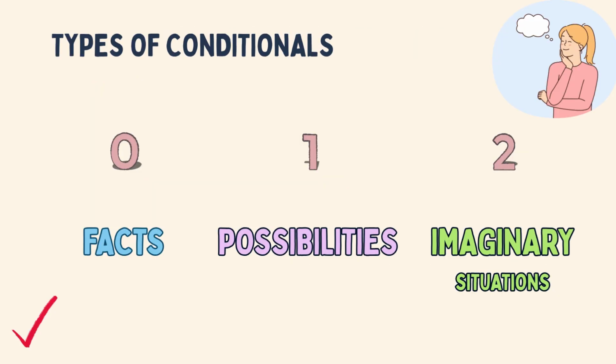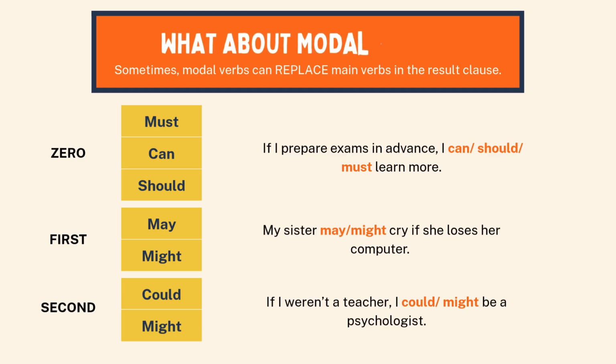In conclusion, we can summarize each conditional in a few words. Zero conditional, facts. First conditional, possibilities. Second conditional, imaginary situations. Moving on. What about modal verbs?